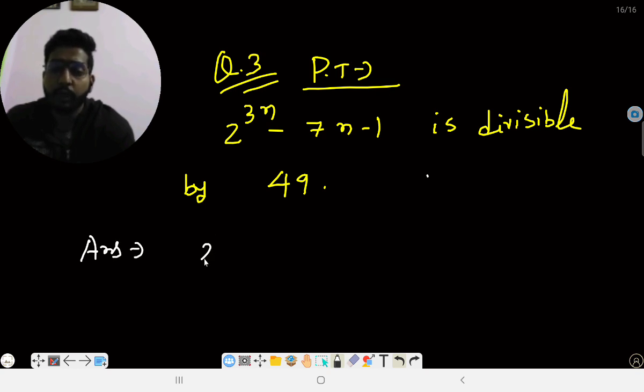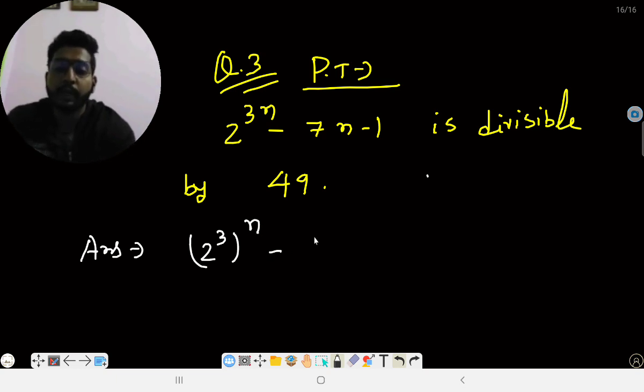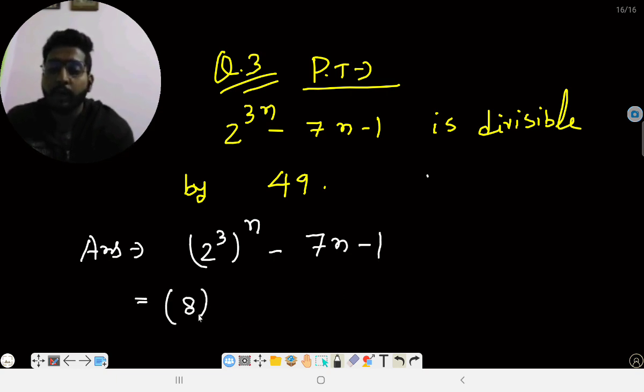First of all, look here, 2 to the power 3n can be written as 2 cube whole to the power n minus 7n minus 1. Now 2 cube can be written as 8, so 8 to the power n minus 7n minus 1. Now 8 can be written as 1 plus 7, so it can be written as 1 plus 7 whole to the power n minus 7n minus 1.